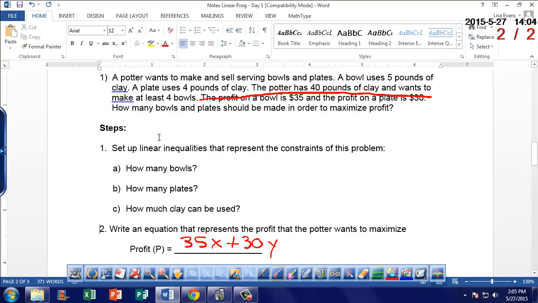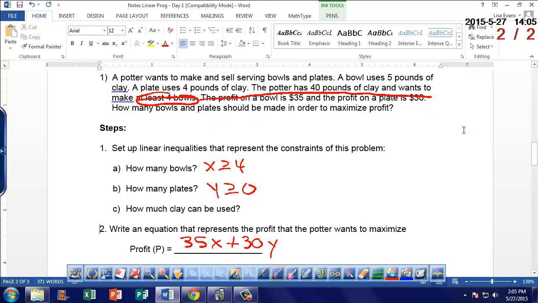How many bowls? Well, it says at least 4 bowls. Usually that's 0, but when it says at least a certain number of something, then we're going to have an actual number. How many plates? It doesn't say. Well, we can't have negative, so we know it has to be greater than or equal to 0. So we're done with that.